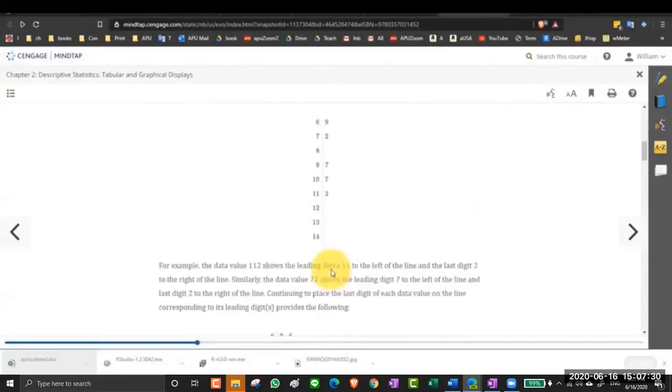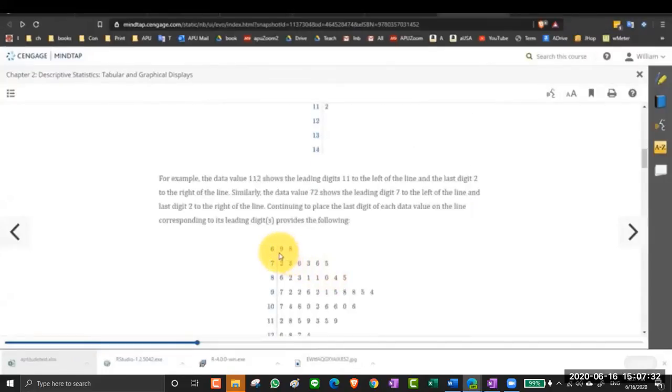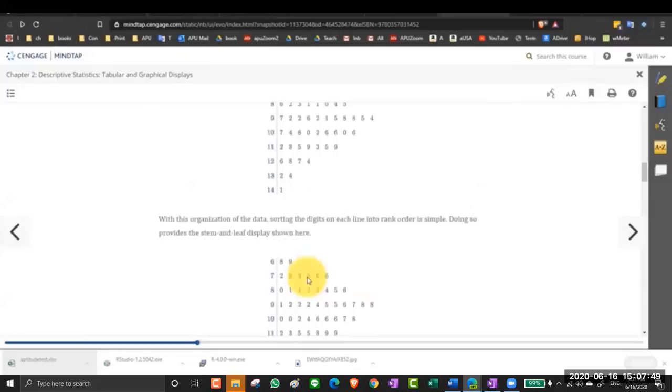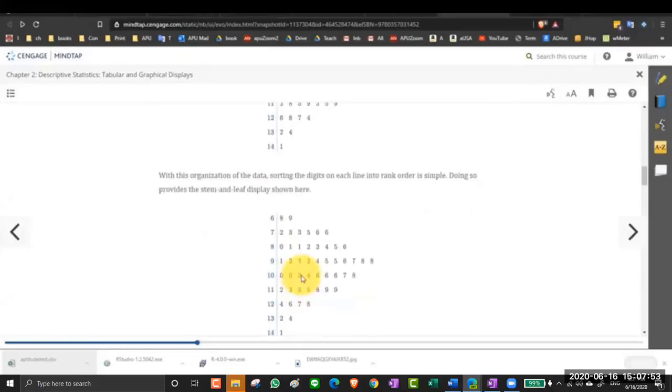So you keep doing that, but sometimes you'll get more than one. So you get a 6, a 9, and an 8. Mine was sorted, so I had a 6, an 8, and then a 9. I guess this is also acceptable. They do sort it finally at the end. So you get this kind of picture, which again is like a histogram, but on its side.